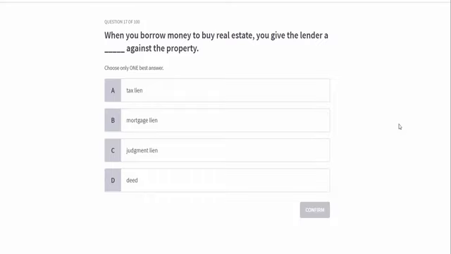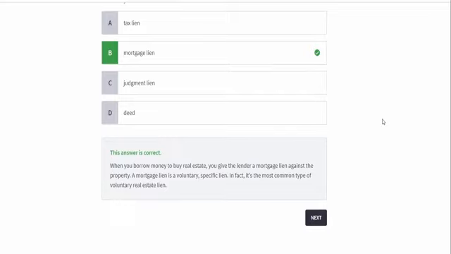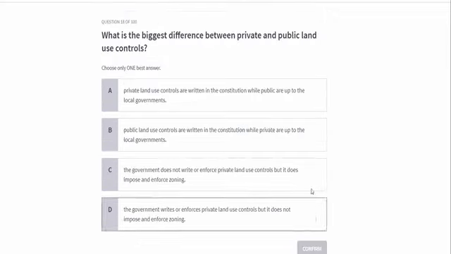Alrighty, so what is our answer for this one? Well, it is B. That's right, it's a mortgage lien. So when you borrow money to buy real estate, you give the lender a mortgage or a mortgage lien against the property. A mortgage lien is a voluntary, specific lien. In fact, it's the most common type of voluntary real estate lien, which makes sense, right? I mean, you hear that term all the time. Pretty straightforward one there. I won't explain too much else about that.